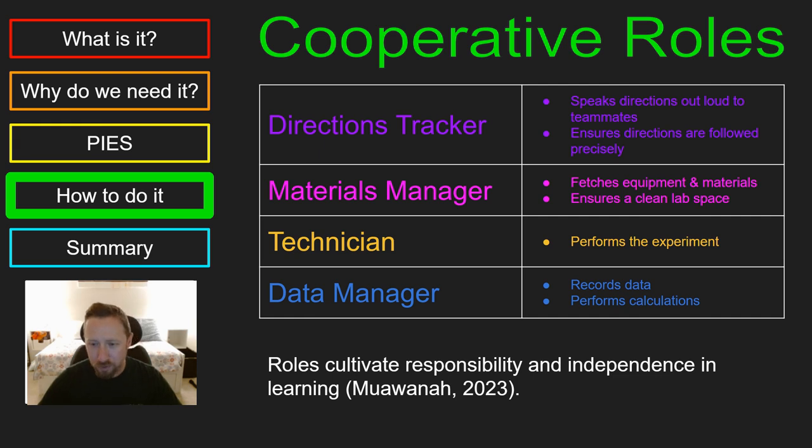And finally, the data manager. The data manager is going to record all the data that needs to be put down on the paper, as well as perform any necessary calculations in order to complete the lab. Again, the directions tracker keeps track of all that. Like I said, it's kind of like the project manager. They'll tell the data manager, all right, we need to calculate this so that we can do this. All right, record this information here.